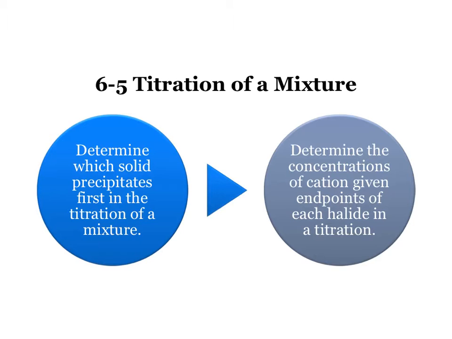Recall that having a smaller KSP or a smaller molar solubility means that the associated product will precipitate first because it takes a smaller concentration of ions in solution to achieve a saturated solution that allows the excess ions to precipitate, forming the solid. Now, just like the last example we saw from Lecture 6-4, we can use the endpoints of each precipitation to determine the concentration of cations remaining in solution. To see how that works, let's look at an example where we have a solution containing iodide and chloride, and let's titrate it with silver ion.